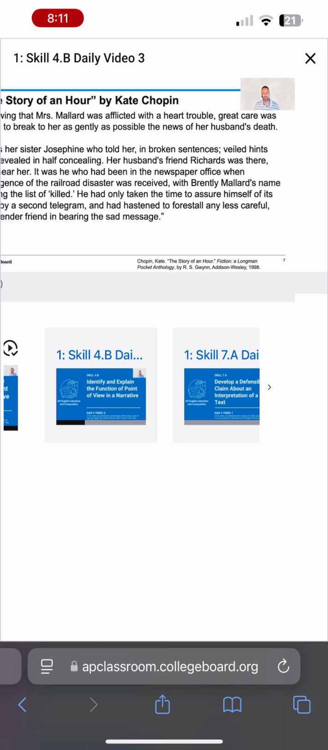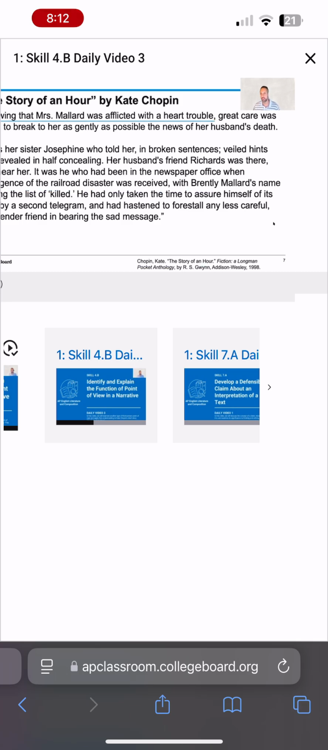Knowing that Mrs. Mallard was afflicted with a heart trouble, great care was taken to break to her as gently as possible the news of her husband's death. It was her sister Josephine who told her, in broken sentences; veiled hints that revealed in half concealing. Her husband's friend, Richards, was there, too, near her. It was he who had been in the newspaper office when intelligence of the railroad disaster was received, with Brently Mallard's name leading the list of killed. He had only taken the time to assure himself of its truth by a second telegram, and had hastened to forestall any less careful, less tender friend in bearing the sad message.